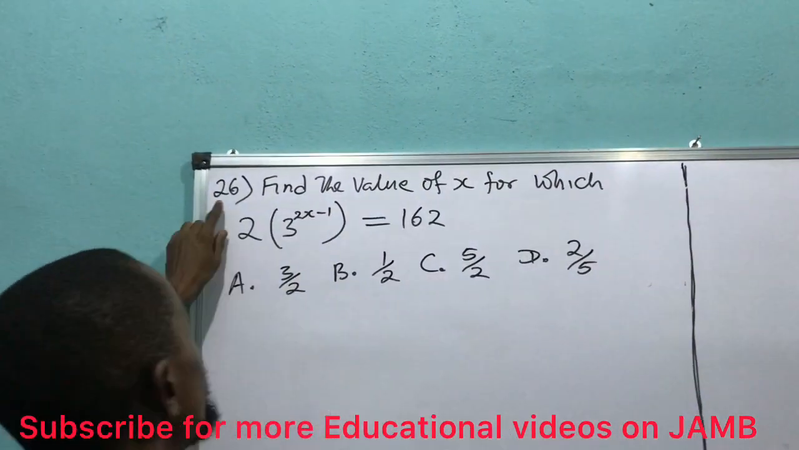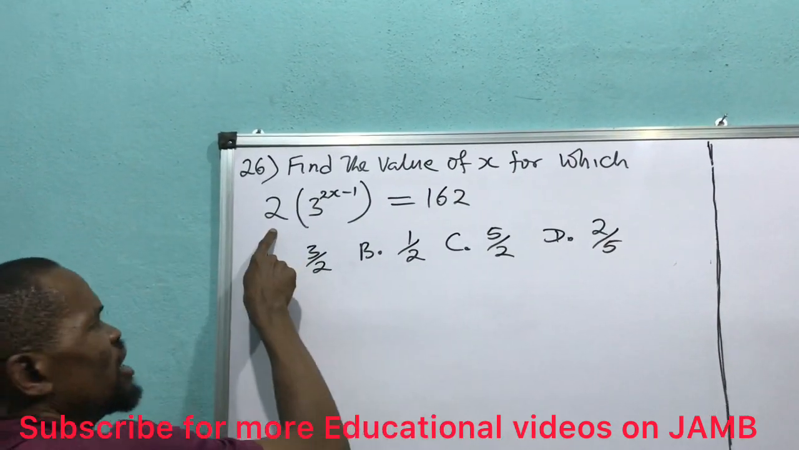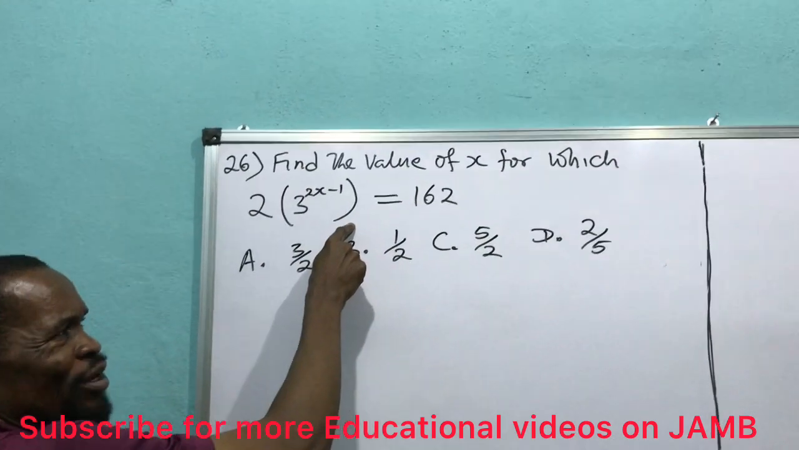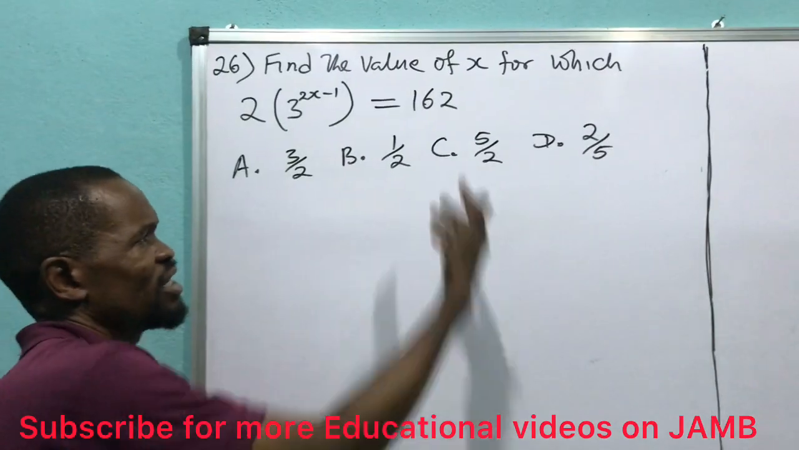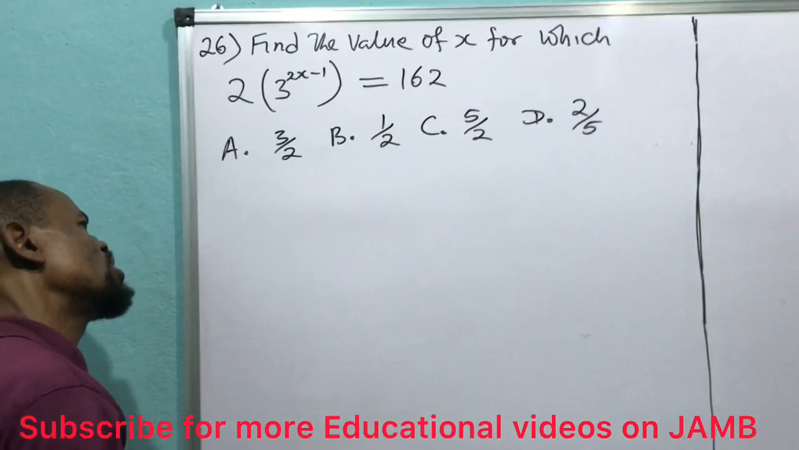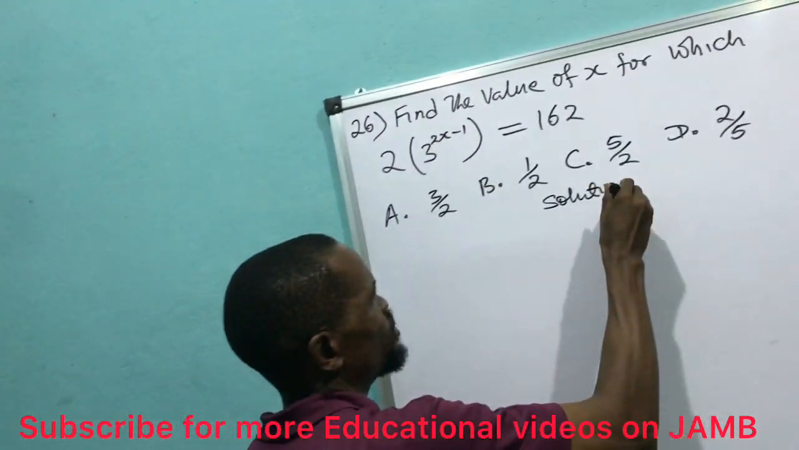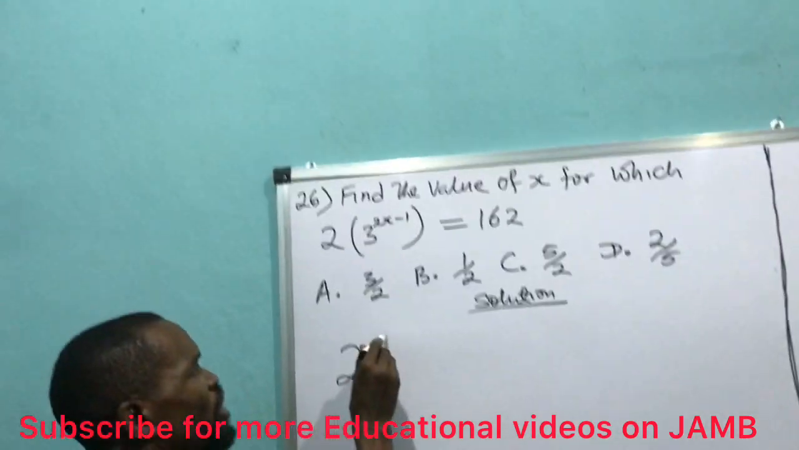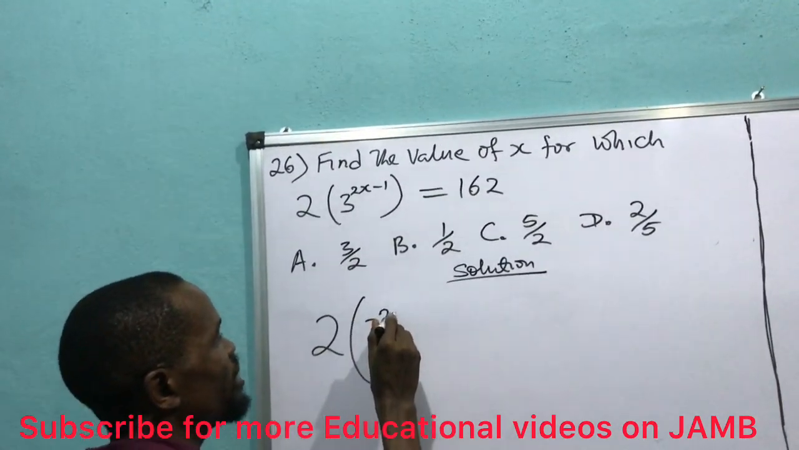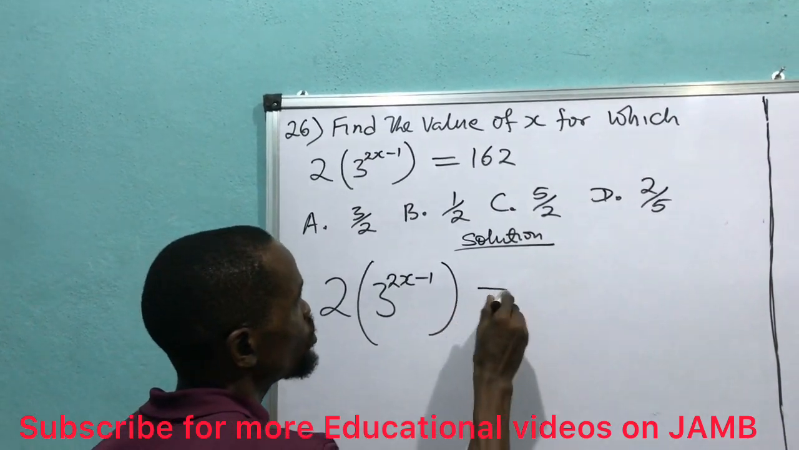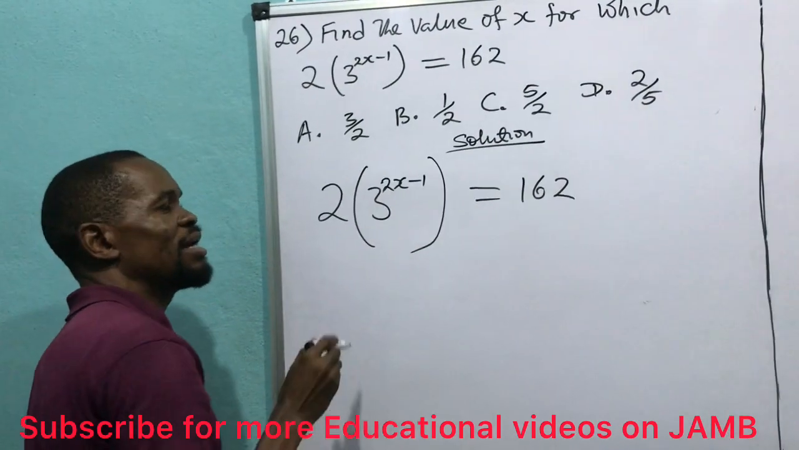This is question number 26. Question number 26 said, find the value of x for which this indices equation holds. This is the exponential equation. If you can remember this exponential equation, they say find the value of x. Let's go straight to the solution. We can recall this is SS1 work. We can say 2 into 3 raised to power 2x minus 1 is equal to 162. This is SS1 work, and if we did SS1 properly, we can tackle it.